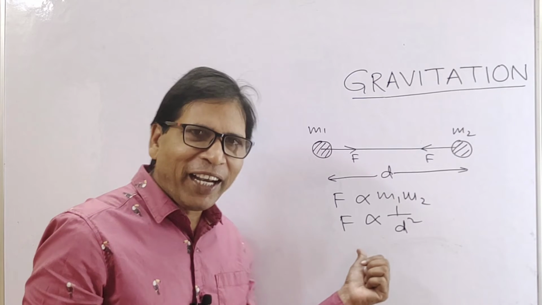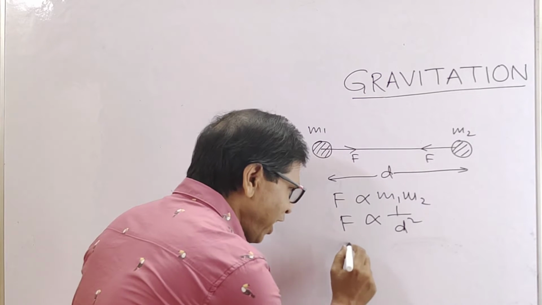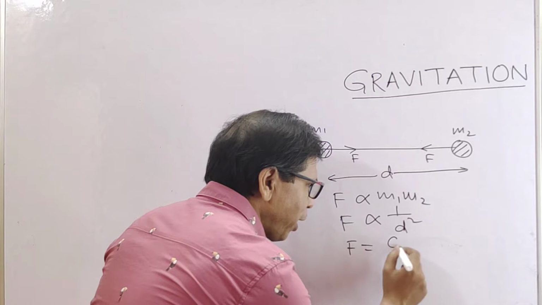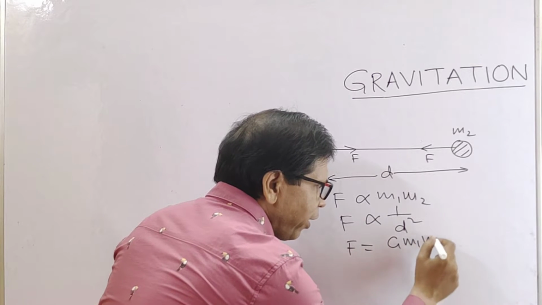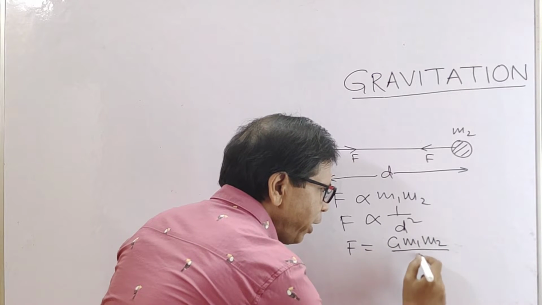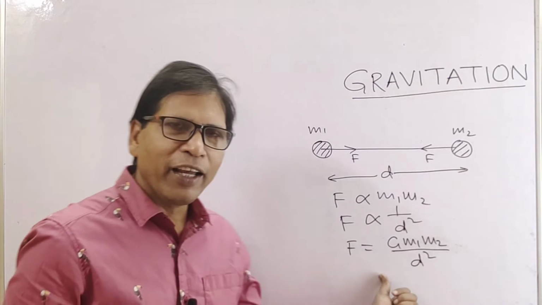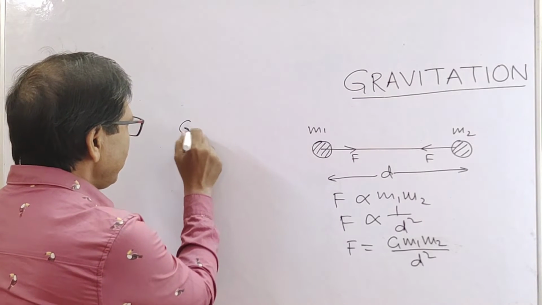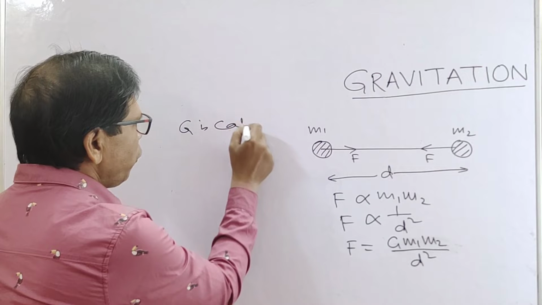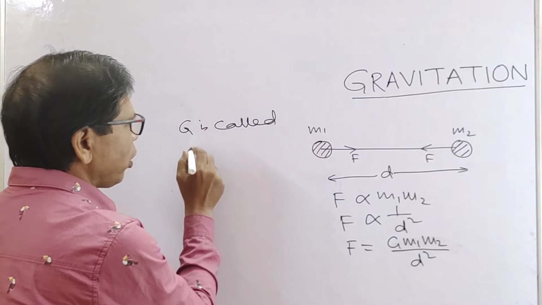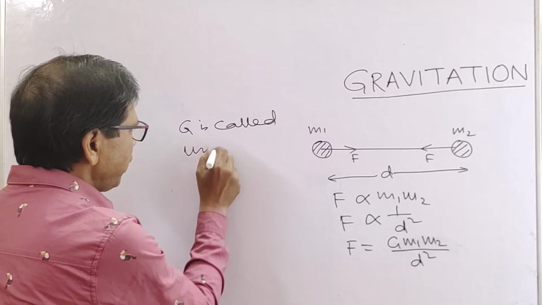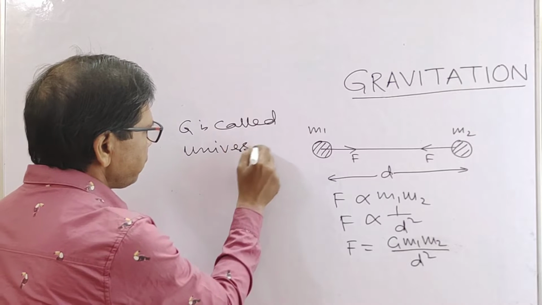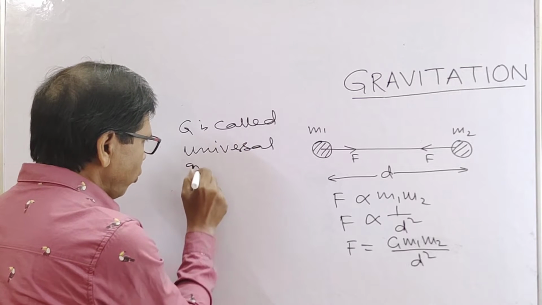Now combining these two relations, we get F equal to capital G m1 m2 divided by d square, where capital G is called the universal gravitational constant.